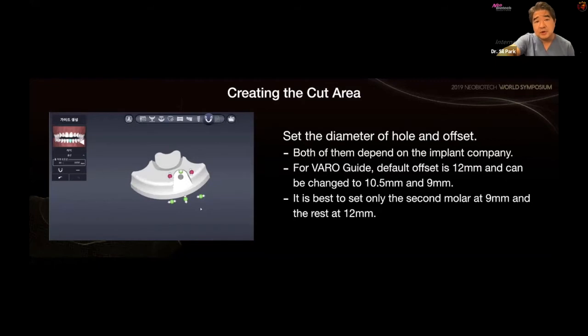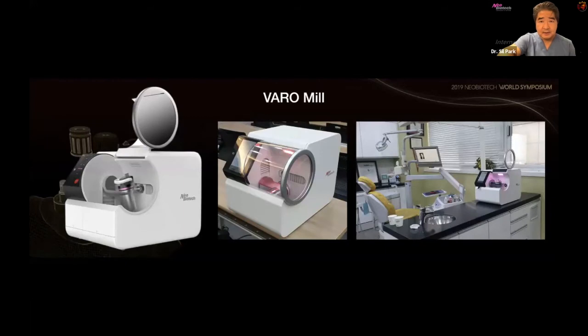And also you can adjust the sleeve diameter itself. So if you want to make it a little bit tighter, you can have a little bit smaller hole. Or if you want a little bit more room, then you can make a bigger room. So everything is customizable. So you can choose the shape and size based on your preference. So once the planning is done, we can put the information into the VARO mill.